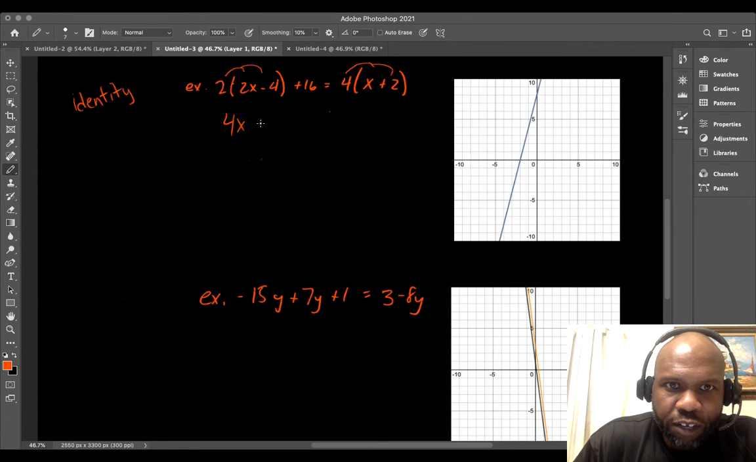X to the power, 4x minus 8 plus 16. And this is equal to, and I distribute the other one, so I have 4x plus 8. All right. Now I'm going to combine like terms because I have 4 and 16, so I'm going to combine those. So I'm going to have 4x plus 8 equals 4x plus 8.